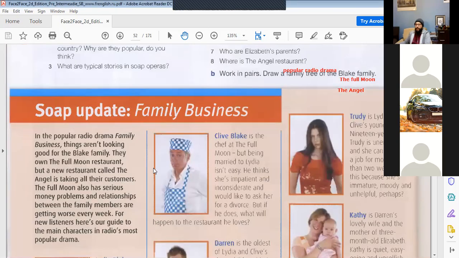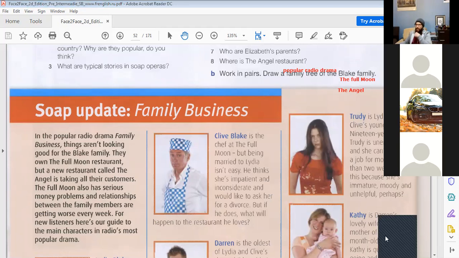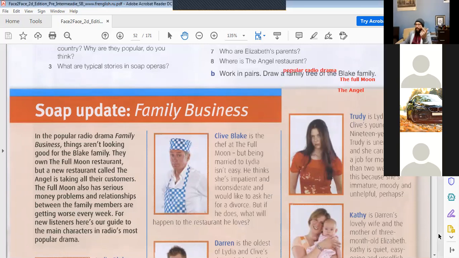What are they? They have money problems. This is one thing. What else? Only money problems? No. No? And the relationships between the family members are getting worse. Correct. So these are the two problems they have. The family relationships are getting worse, and there are serious money problems.